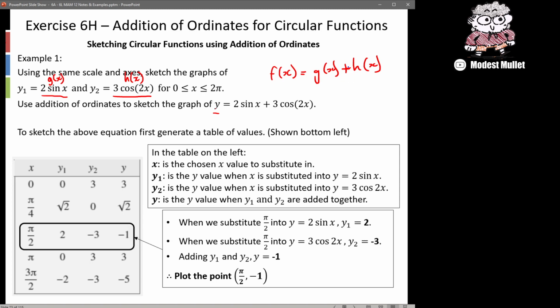Technically, we'd also do subtraction. We can do a subtraction of ordinates. The process is exactly the same, but it's when we have one plus the other.